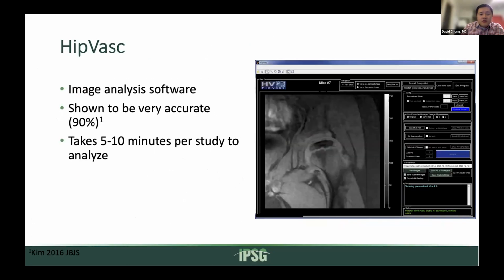And this computer software is called HipVasc, and it's a software we use to analyze each image one by one. It's been shown to be accurate in some other studies we've done, about 90%. It takes about 5 to 10 minutes per study to analyze, so it's not an easy task necessarily when you're faced with a lot of these to do.